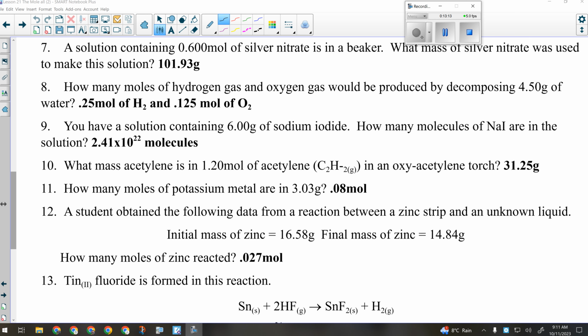I would like you working on questions 7 through 12 for right now. Again, they're not terribly complex stories, but you do have to read the question carefully to understand what it is asking for. Really the only one that's a little bit tricky is number 12. That one you have to do a little bit of thinking and one extra calculation before you can start your mole equation calculations.